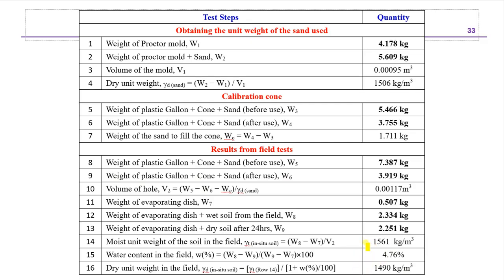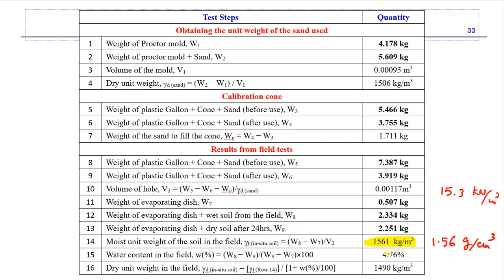So the unit weight of this soil was 1561 kilogram per cubic meter, or you can write it as 1.56 grams per cubic centimeter. You can also convert it into kilonewtons by multiplying with 9.81. So this density is 15.3 kilonewton per meter cube.